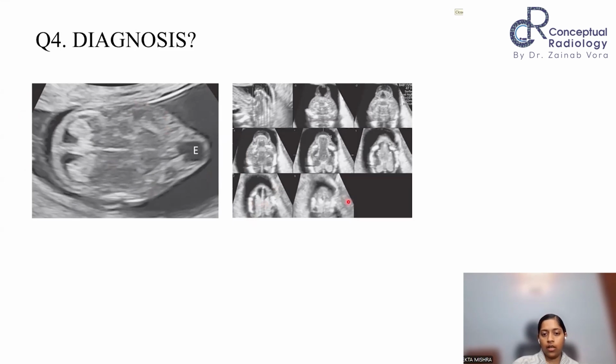Choroid plexus. Going below, this is the occipital bone. Okay. Posterior aspect we are not able to see. Something is herniating outside through that defect: encephalocele.